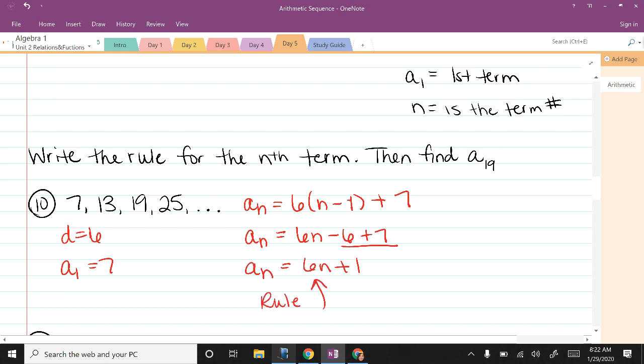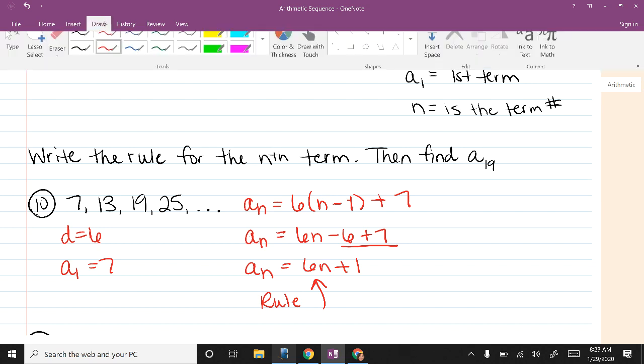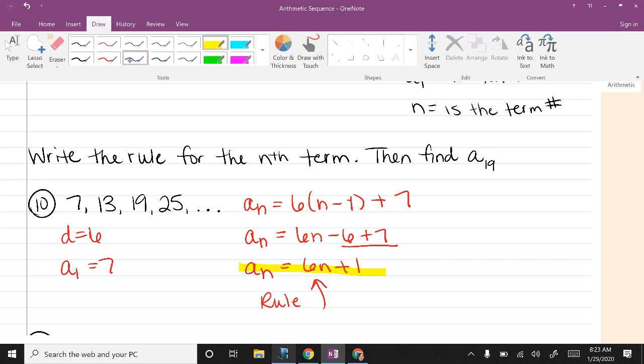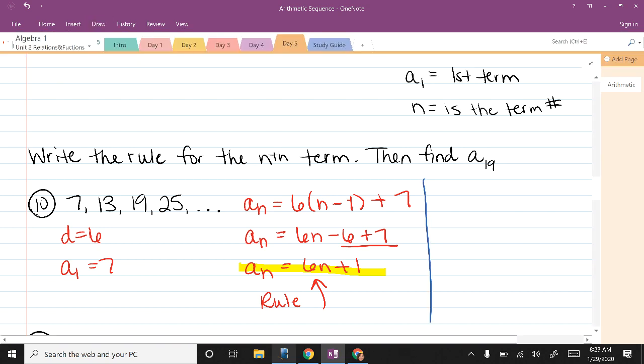Okay? You plug in your D, you plug in your A1, and then you have an equation with just n's in it. That's the rule. That's part of the answer. Okay? That's the rule part of the answer. So your rule is writing an equation where you just have an n in it. Then we want to find, let me get my blue. Then we want to find A sub 19, which means the 19th term.